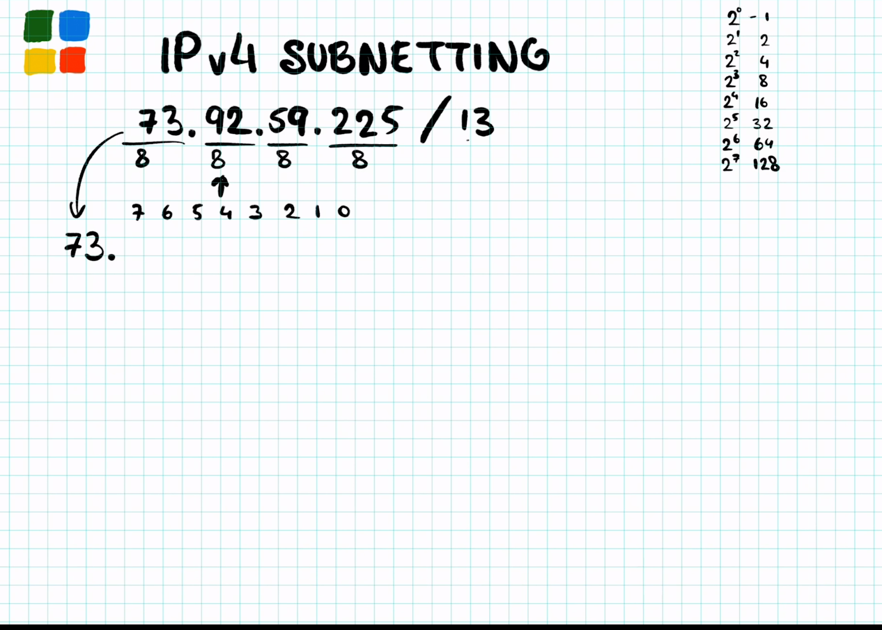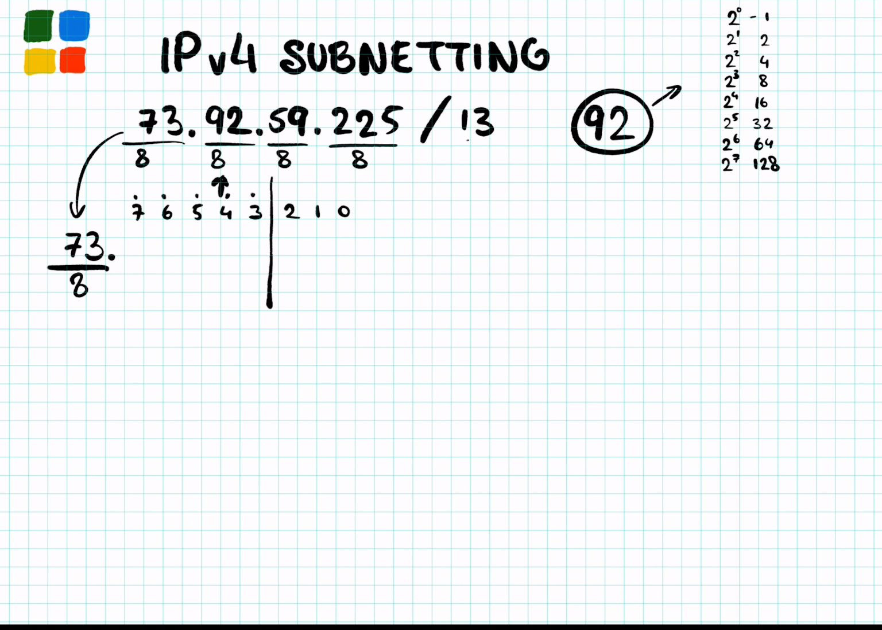Now we need to show the number 92 in these numbers. But before we do that, we need to go for 13. So we have 8 bits here, and we need to take 5 bits from here. So that's 9, 10, 11, 12, 13. And we would split this right here.